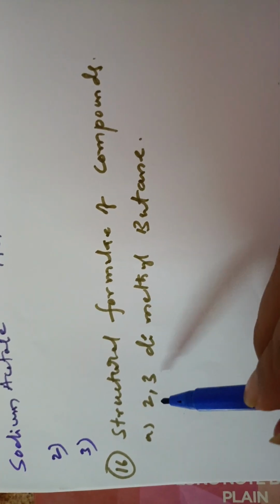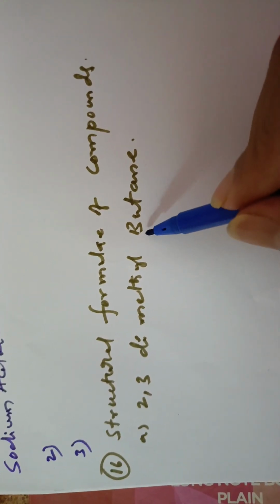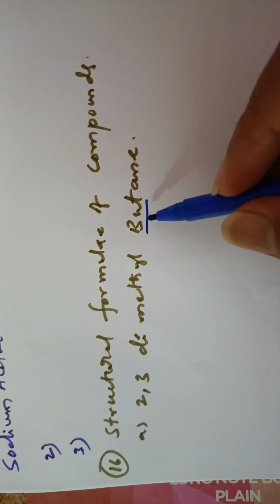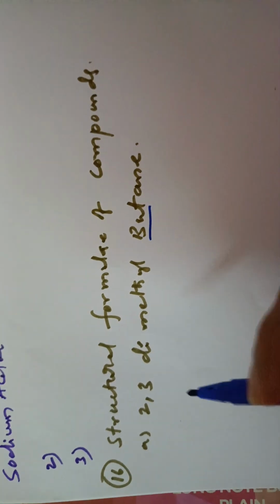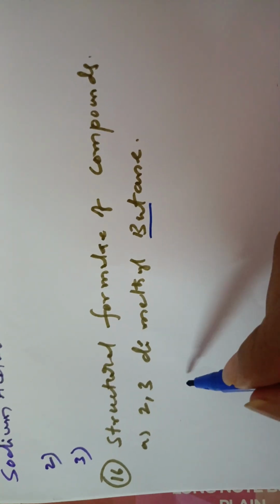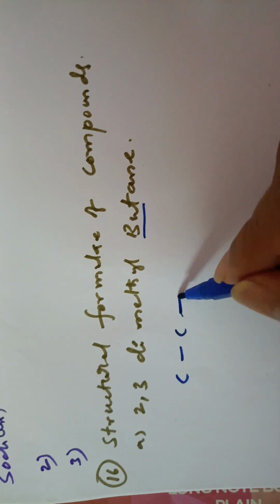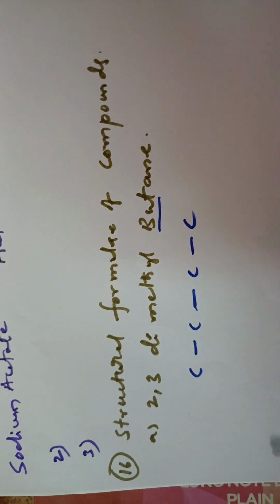Here first, 2,3-dimethyl-butane. What is the root word? Root word is but. But means 4 in Greek. So first you have to write the 4 carbons. 1, 2, 3, 4. 4 carbons.